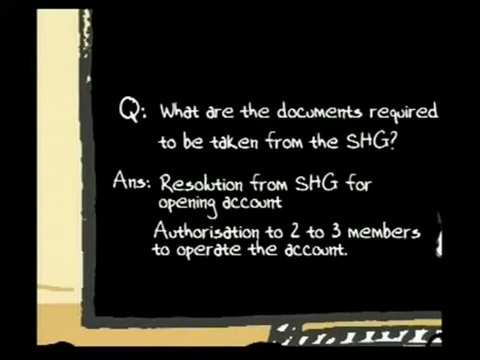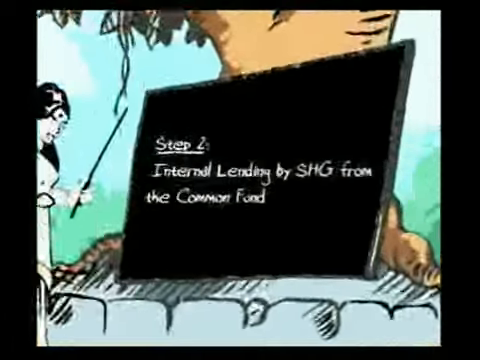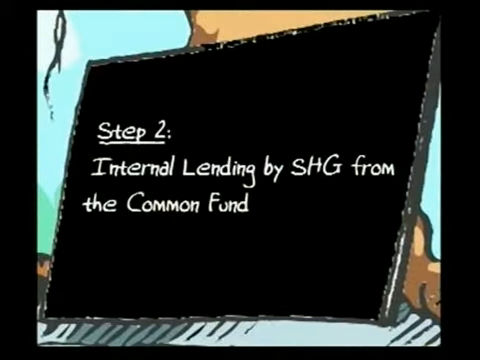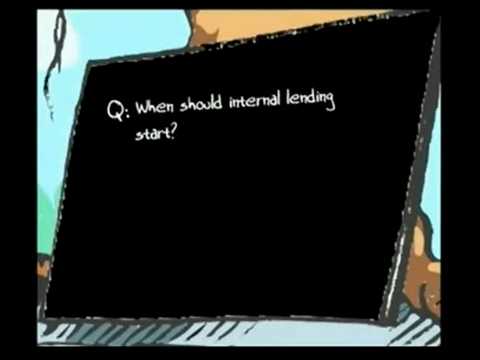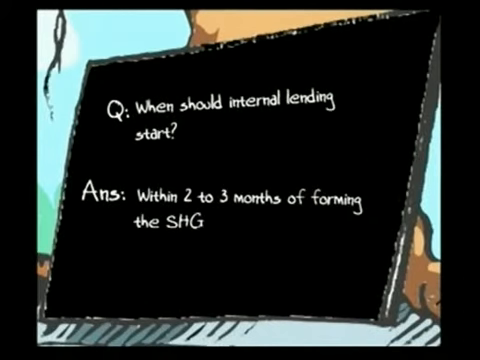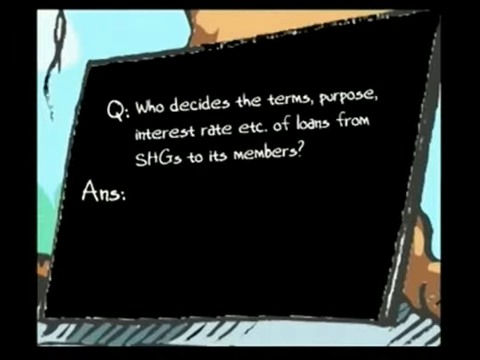Step 2: Internal lending by the SHG from the Common Fund. When should internal lending start? Within 2 to 3 months of forming the SHG. Who decides the terms, purpose, interest rate, etc. of loans from the SHG to its members? The SHG members themselves decide on these aspects.